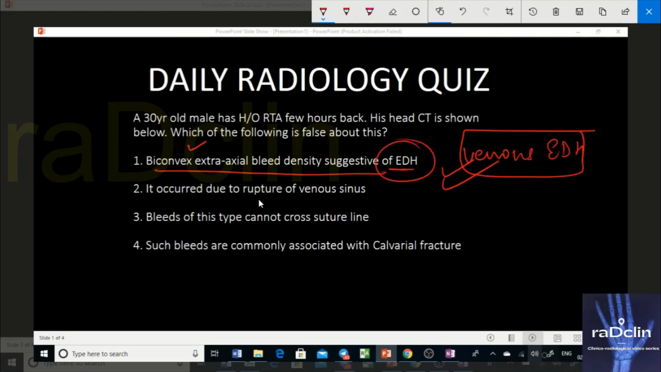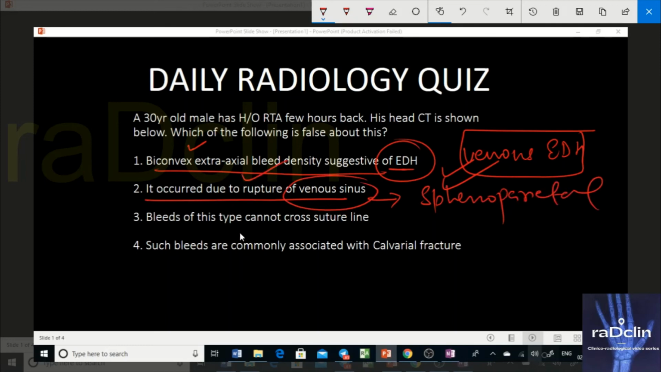Correct. It occurred due to rupture of a venous sinus. Definitely, a sphenoparietal venous sinus. So this statement is also correct. Now, bleeds of this type cannot cross the suture line. This would have been true if it was an arterial EDH, but definitely it can cross the suture line. So this statement is wrong. Bleeds of this type can cross the suture line, and such bleeds are commonly associated with calvarial fracture. Definitely this statement is true for all types of EDH. All types of EDH are typically associated with calvarial fracture.